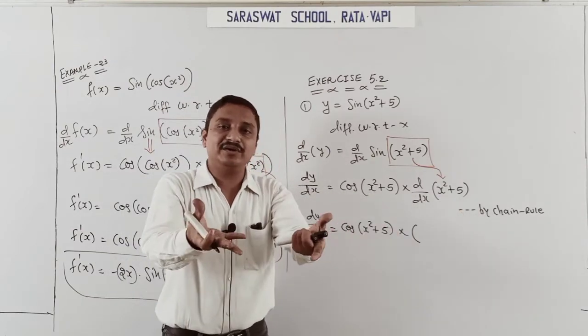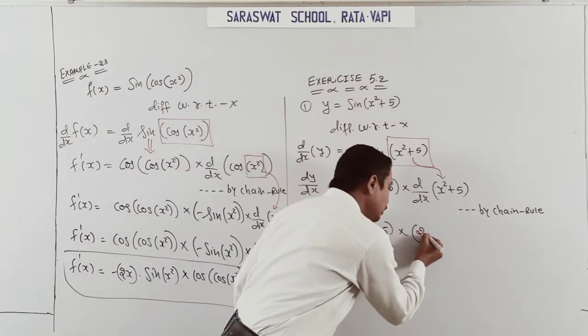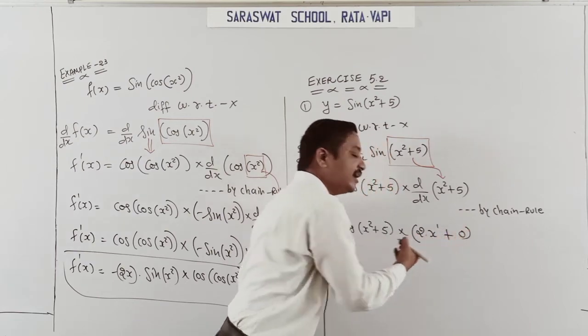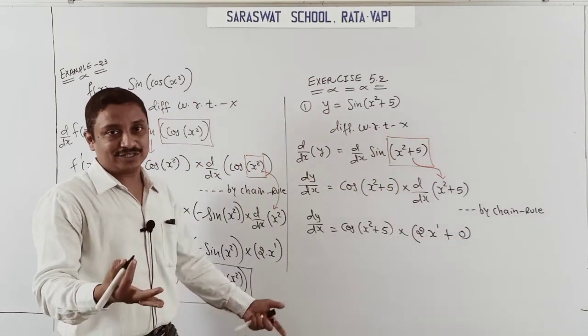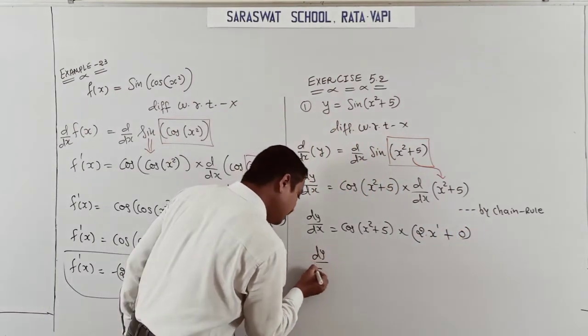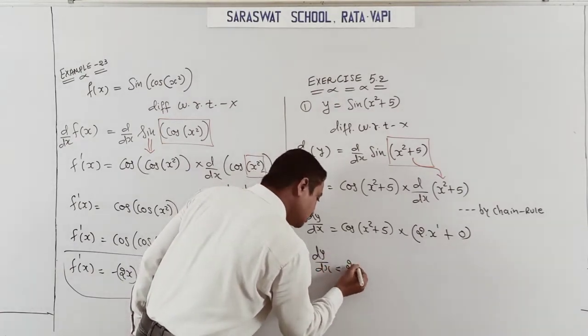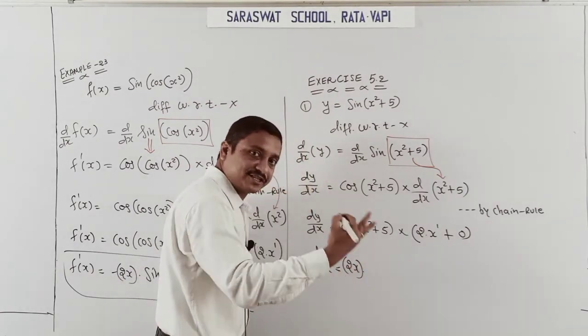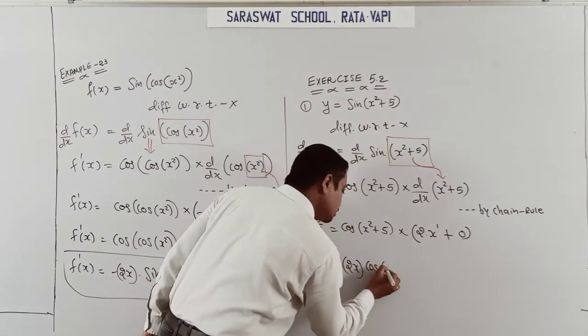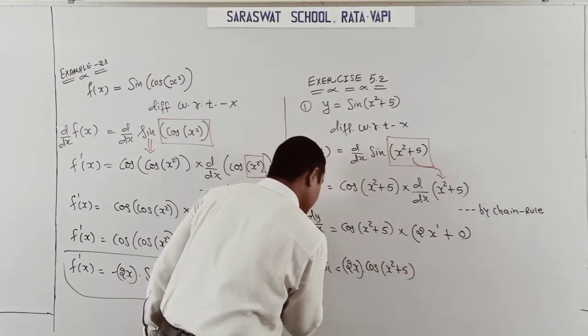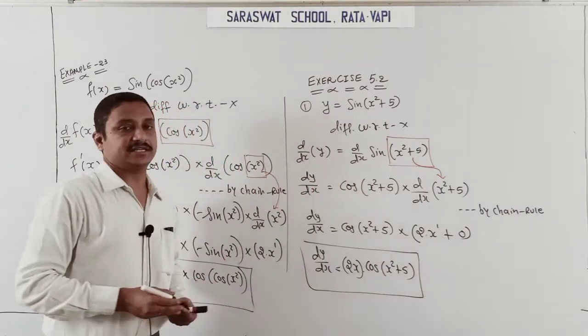Now I go to the derivative. What is the x square derivative? 2x raised to 1. The derivative of 5 is 0 because it is a constant. So finally dy by dx is 2x first, smallest to highest function, right, students? Cos of x square plus 5. And that's done. Happily this answer.